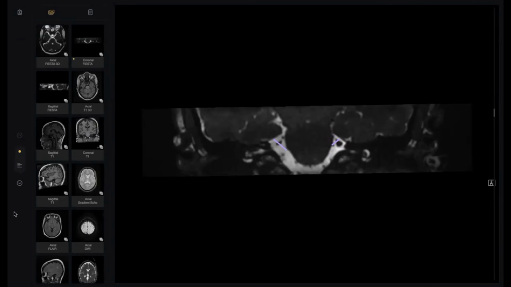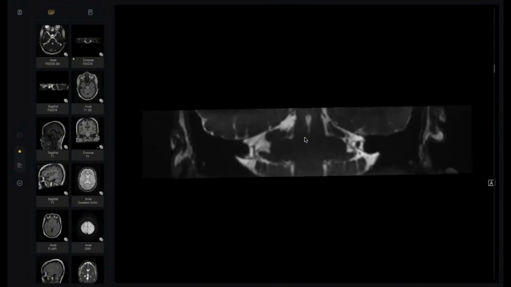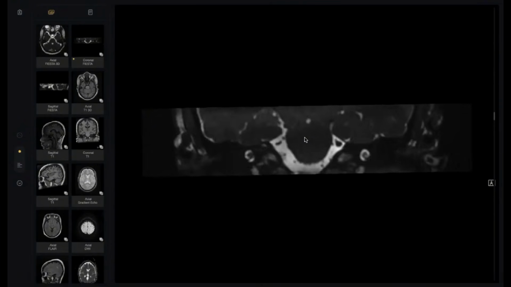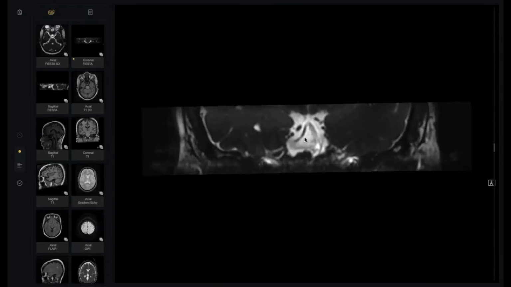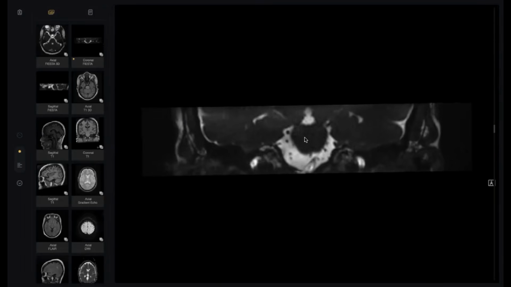So I can see that the right trigeminal nerve is attenuated and smaller than the left trigeminal nerve, and the CSF signal around the right trigeminal nerve appears to be slightly hypointense compared to that around the left nerve. So I'm suspecting right trigeminal nerve atrophy, but I cannot really detect the cause. I cannot really detect any lesion such as trigeminal nerve schwannoma.